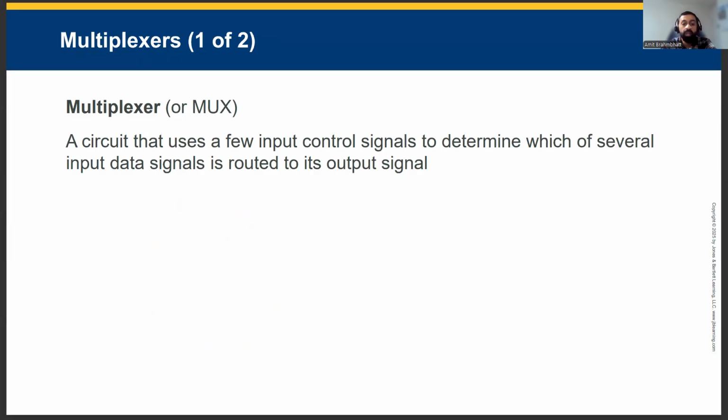Multiplexers. A multiplexer, or MUX, routes one of many data inputs to a single output using a few select lines. Think of it as a digitally controlled switch. With n select bits, a MUX can choose among 2 raised to n inputs. Multiplexers are everywhere. Data buses, ALU operand selection, and conditional moves all rely on them.